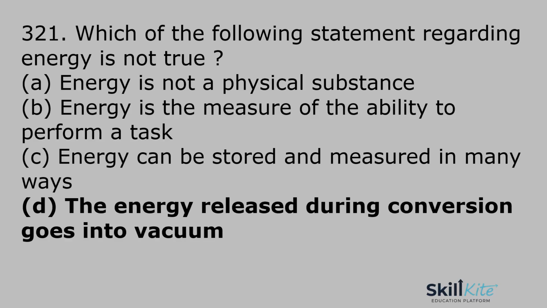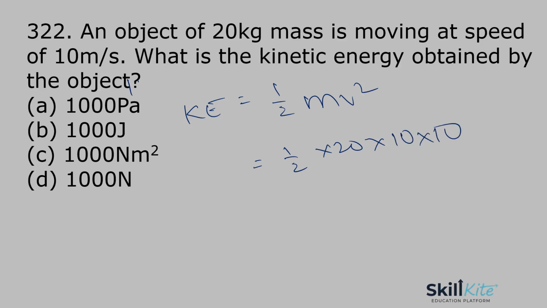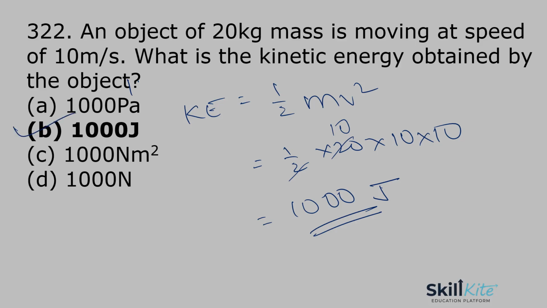Okay, an object of 20 kg mass is moving at a speed of 10 meter per second. What is the kinetic energy of the object? So half mv square kada. So half into mass 20 into v square, 10 into 10. Okay, so it's around 1000 joules. ఓకే, ఇక్కడ కూడా మీరు ఏంటంటే యూనిట్స్ చూసి చెప్పేయచ్చు మనం. ఓకే, ఆప్షన్ బి ఇస్ ద రైట్ ఆన్సర్.